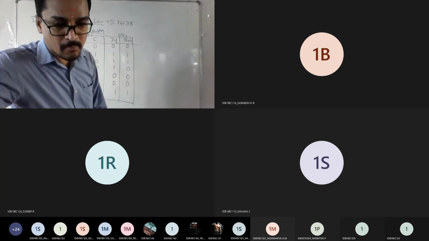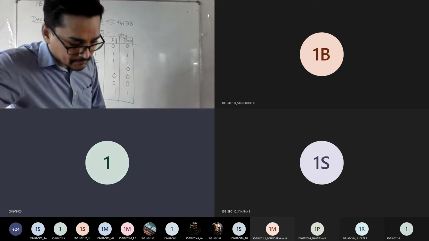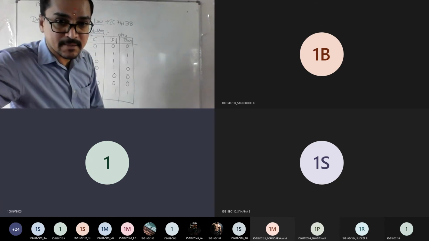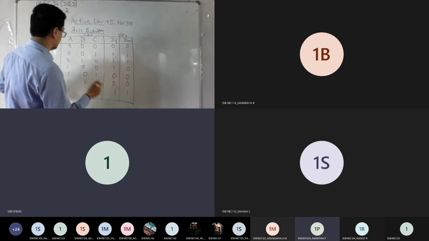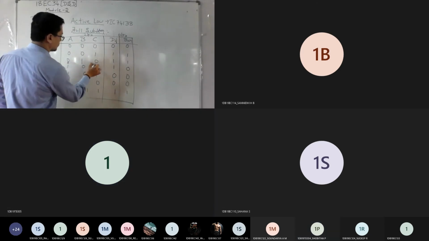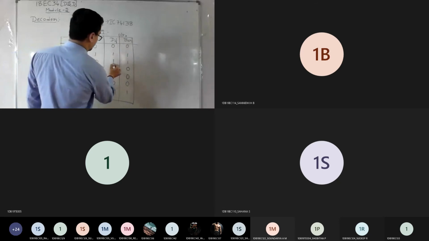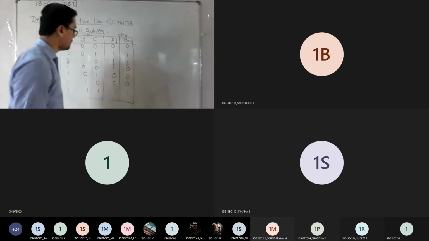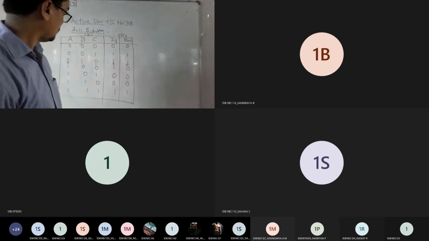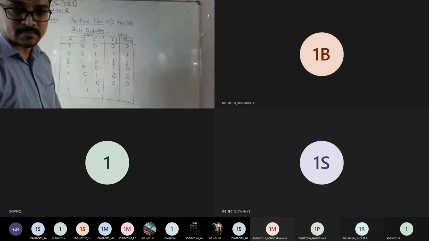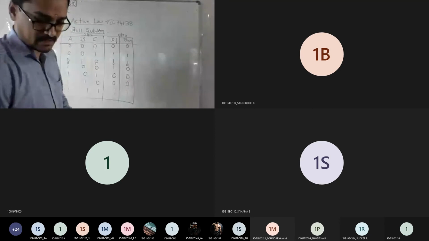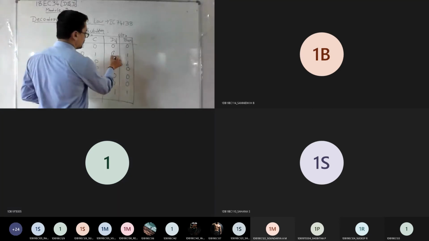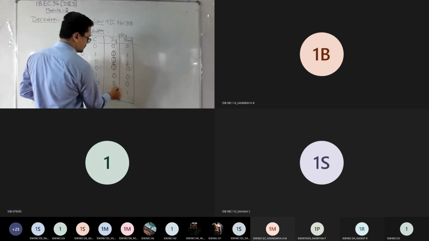Sir, you have missed one term, sir. You have missed 3 in the truth table. Oh, yes, 0, 1, 1. Okay, so the answer is 0, 0 now. Is it fine? But this answer remains the same, right? So this is 1, this is 1, this is 1, this is 1.